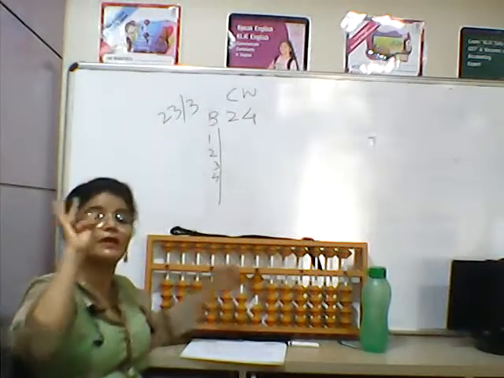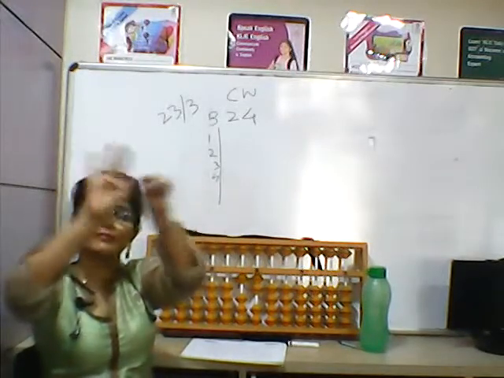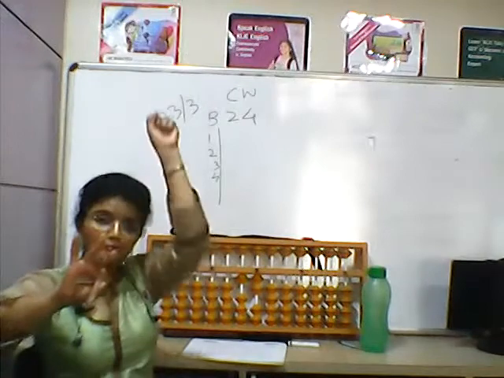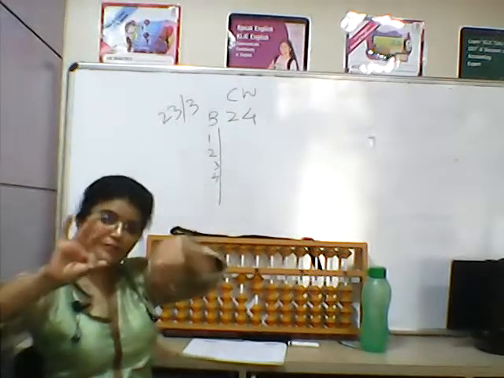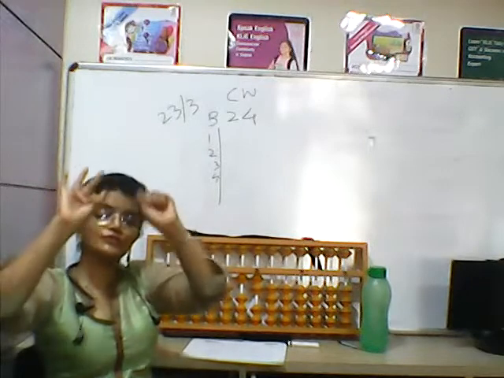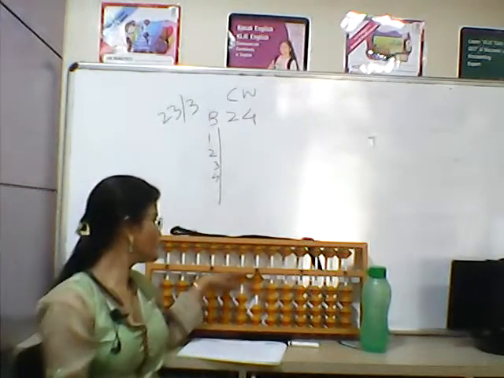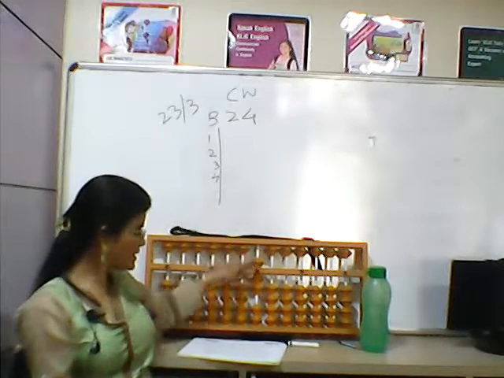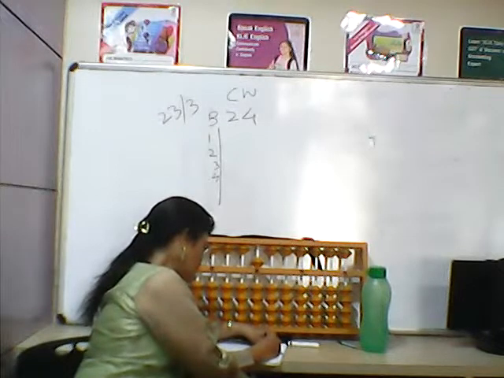So you will use makes complement. Minus 10 plus 5 minus 2. 10 down, 5 down, 2 down. Answer is 5.